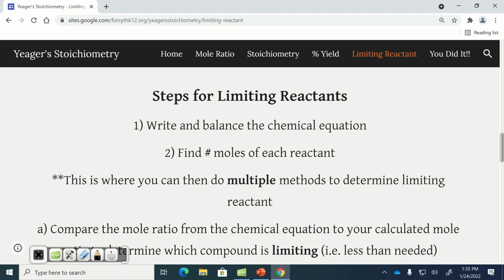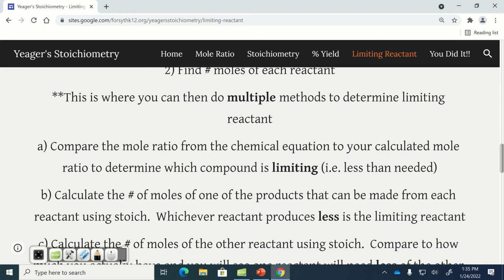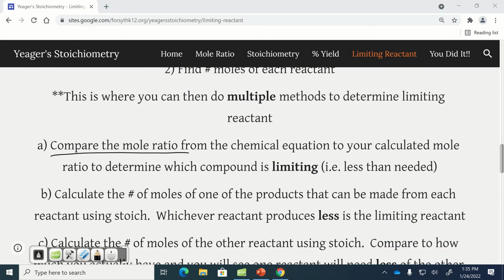From there, there's lots of different ways to figure out the limiting reactant here. Okay, I'm going to share each one with you, and you might even find some other ways to do it. That's fine. All right, but these are some of the ways that I can recommend to go through it. The first way is to compare the mole ratio. Compare the mole ratio from the chemical equation to the mole ratio of the compounds that you put together in the problem itself.